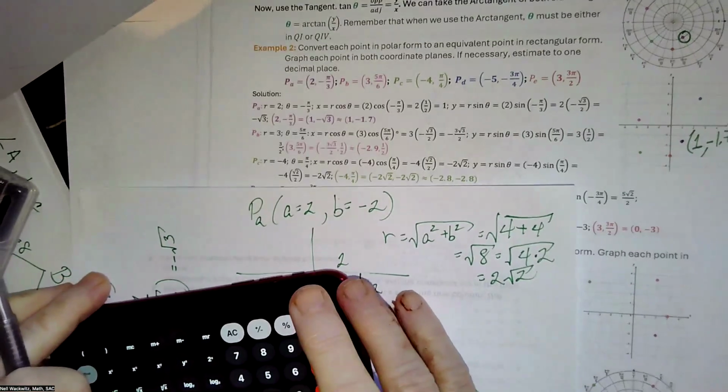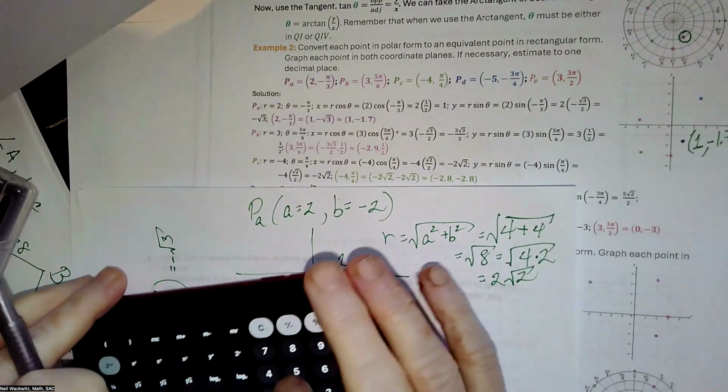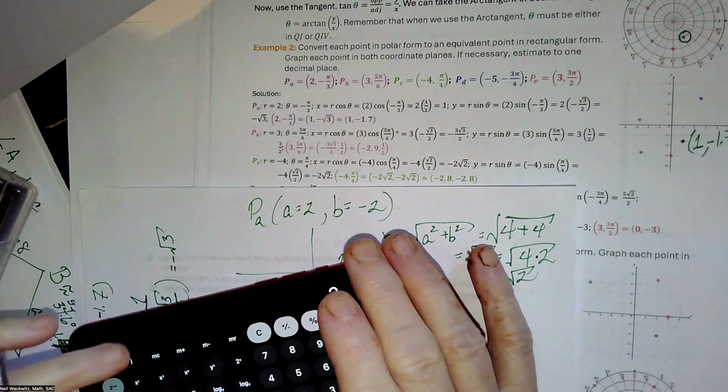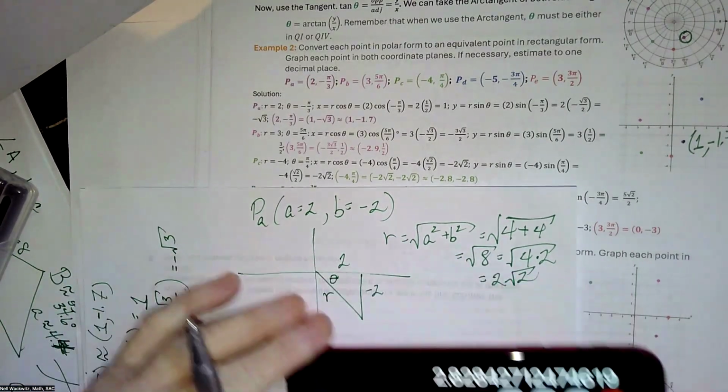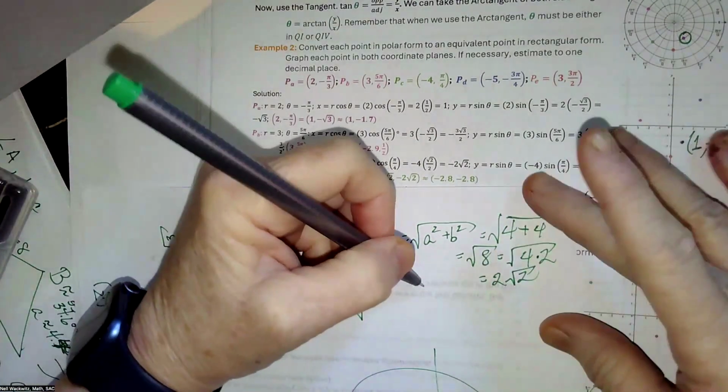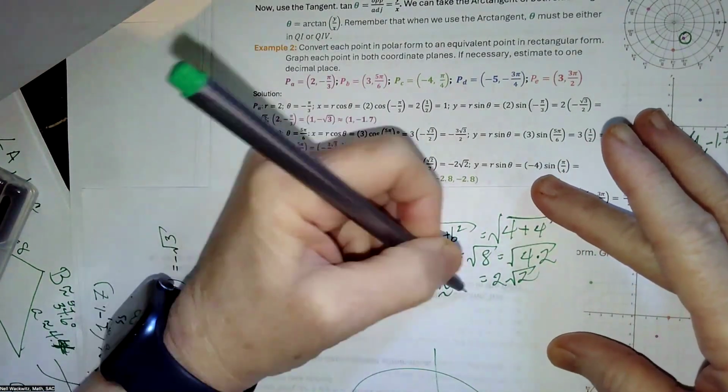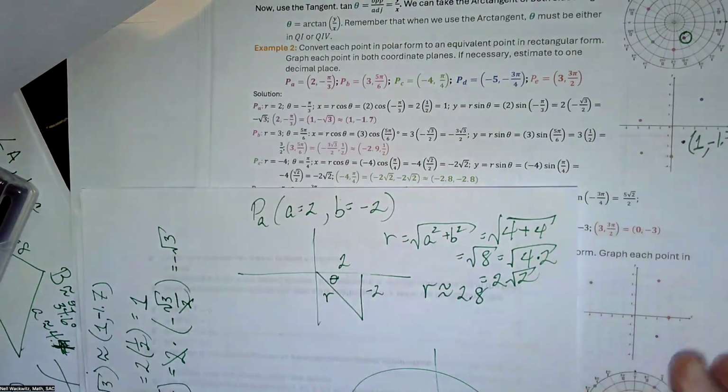And 2 times the square root of 2 is approximately 2.8. So here R is about 2.8.